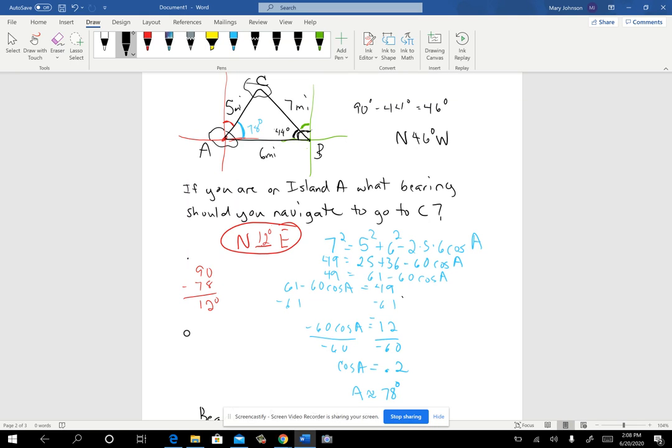This is B to C. Write that better. This is from island B to C. This is from A to C.